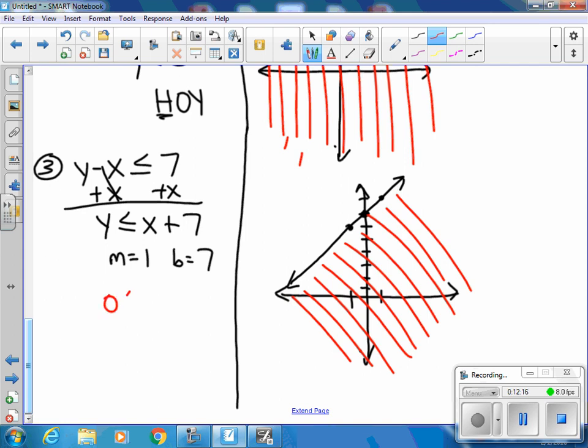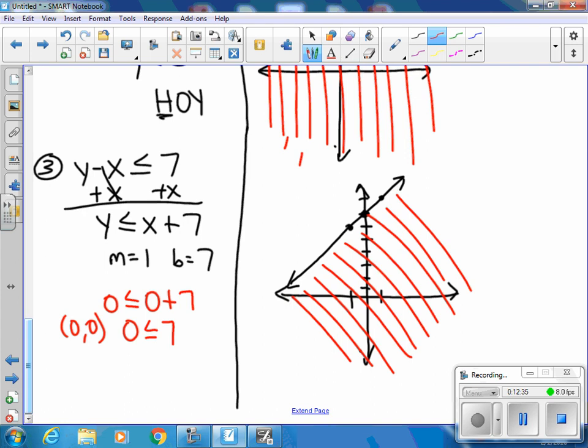If I plug in 0, 0, I now have 0 is less than or equal to 0 plus 7, which means 0 is less than or equal to 7. Is 0 less than or equal to 7? Yes. So as soon as you say yes, then that means the ordered pair of 0, 0 must be in the shaded area. If you look at my picture, it's in the shaded area.